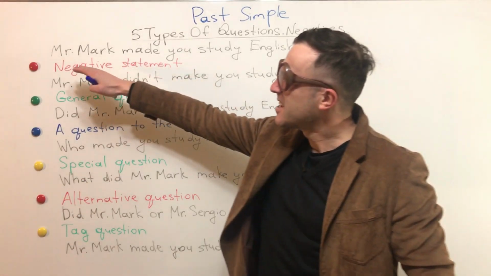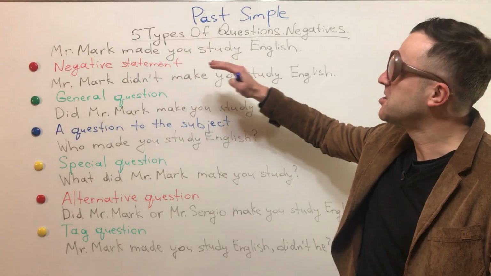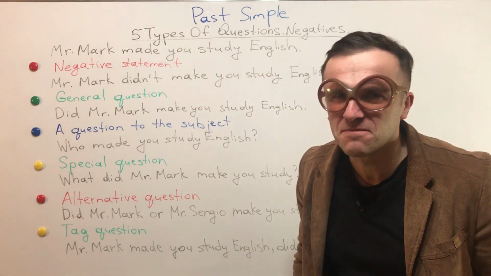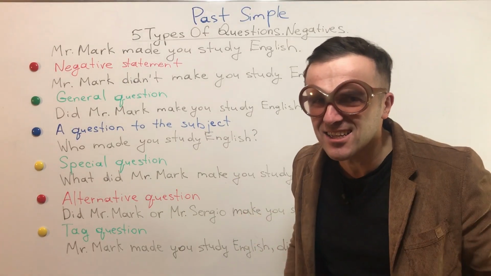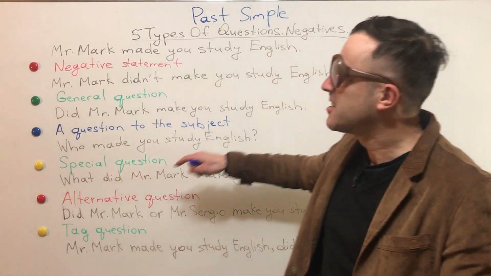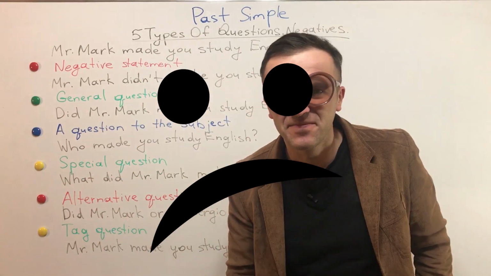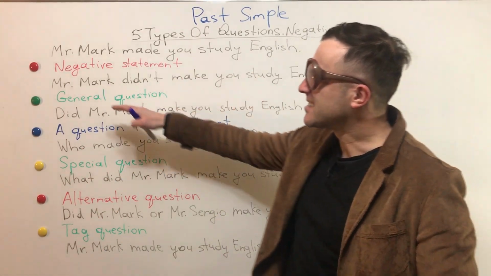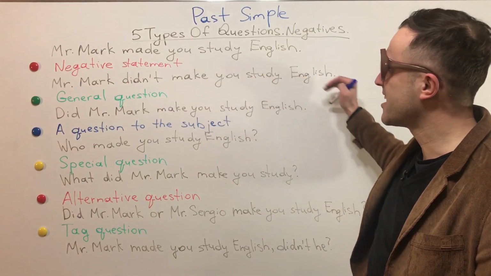So let's look at this sentence. Mr. Mark made you study English. Okay, it's Mr. Mark, it's me. So our task is to put this sentence in the negative. So here it is. Mr. Mark didn't make you study English.